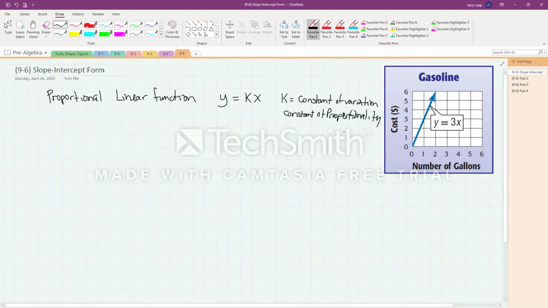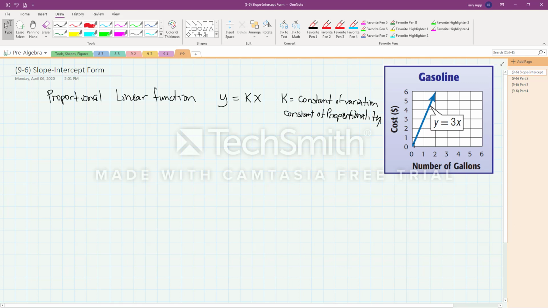Wrong genre. Okay. If you look at the graph here, this graph shows y is equal to 3x. So for every x of 1, y was 3. When x was 2, y was 6. So the constant of proportionality, the constant of variation, was 3. That was the k. This is how you wrote proportional linear functions. And one of the attributes of a proportional linear function is that they all go through the origin.